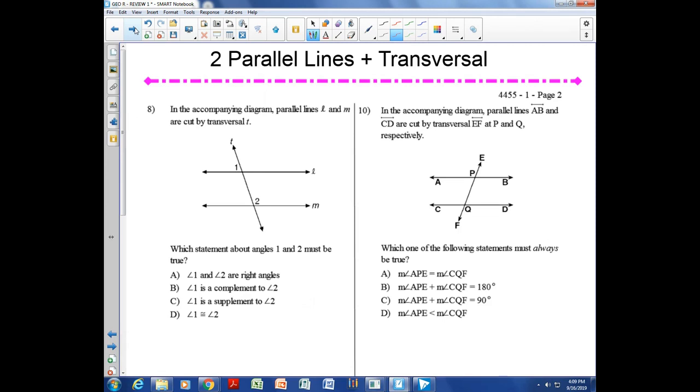Two parallel lines and a transversal. Okay, we arrive at the last topic that will be on this test, and let's look at number 8. In the accompanying diagram, parallel lines L and M are cut by transversal T. And as you can see, they put numbers in to help us out with the angle names here. So they show me angle 1 and angle 2. And which statement about angles 1 and 2 must be true?